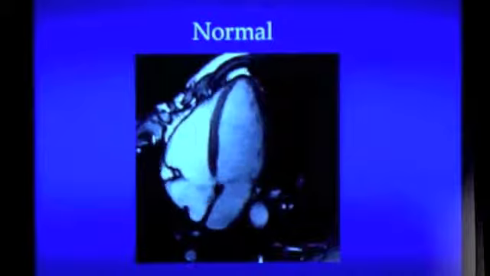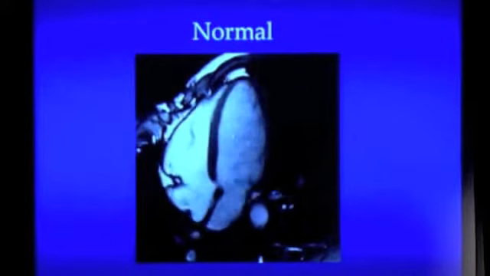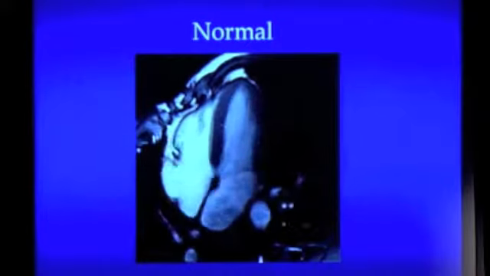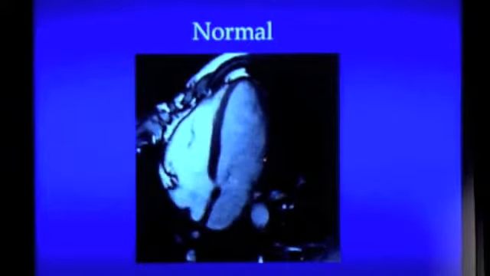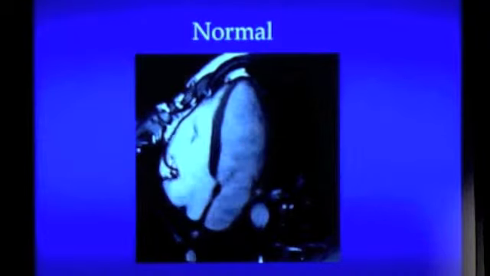So here's an example of an MRI. And again, this is the same view that I showed you earlier with the echo, the 4-chamber view. And here, as you can see, we see the heart muscle, which is this darker region, thickening. And we can see it very, very well with this technique. Now again, we can look at other views.